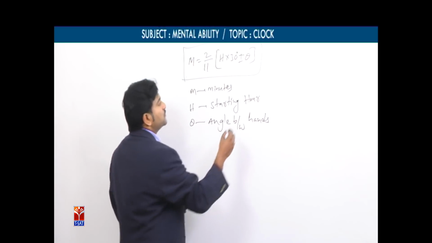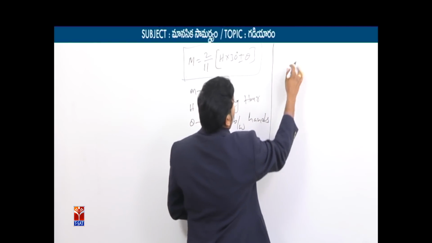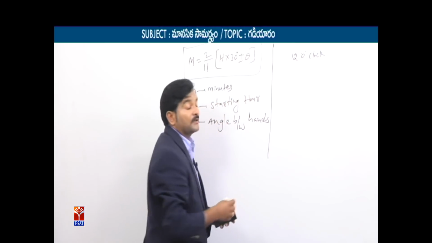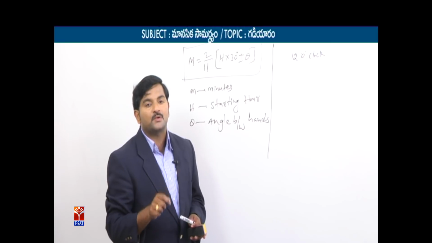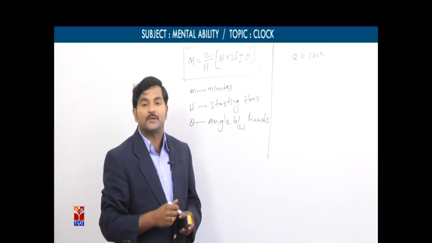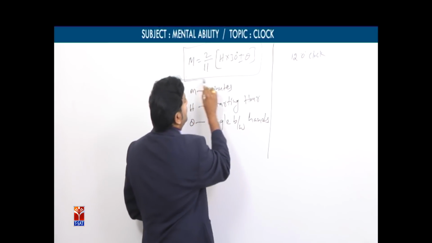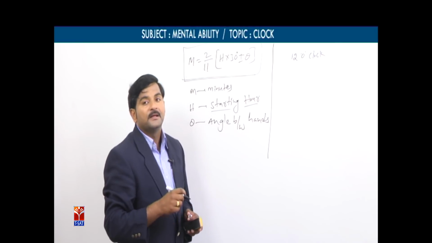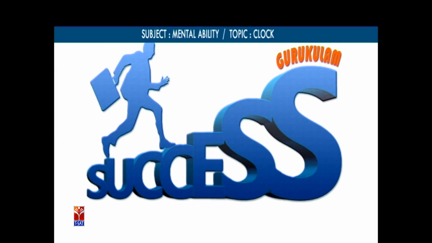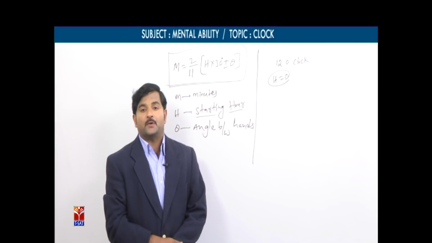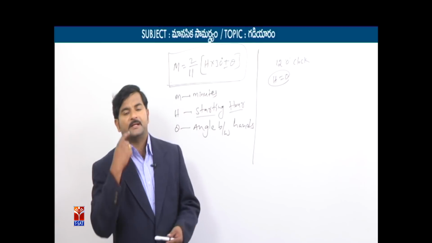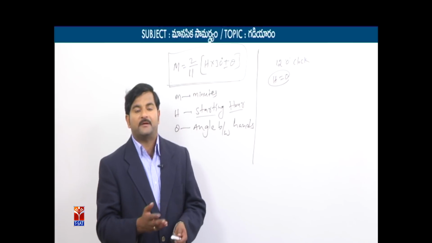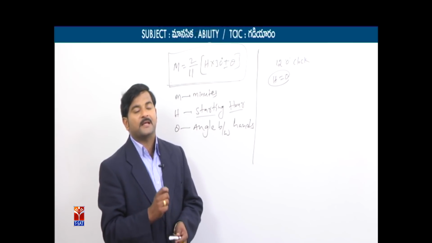When you are substituting in this formula, we have one more condition: if our starting hour is 12 o'clock, instead of taking h is equal to 12, simply we have to take h is equal to 0. Why do we need to take h equal to 0 when the starting hour is 12 o'clock? It's simple, because the clock which we are discussing is only a normal clock. A normal clock has only 12 hours. That's why our starting hour is h is equal to 0.